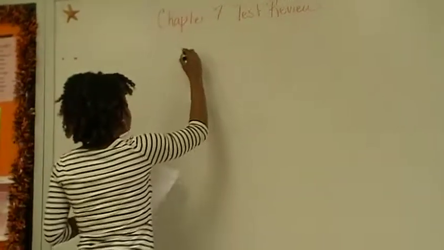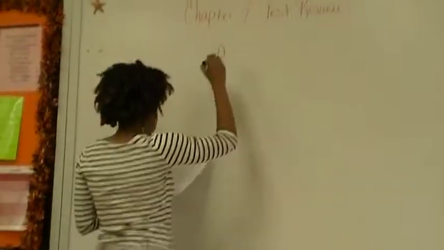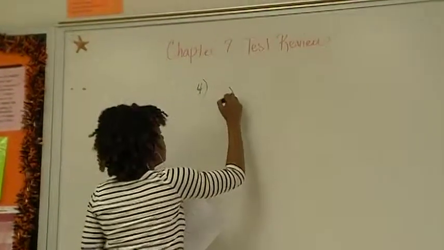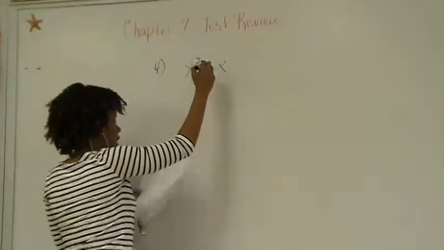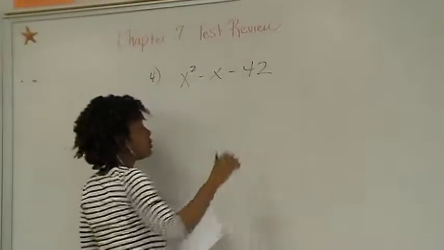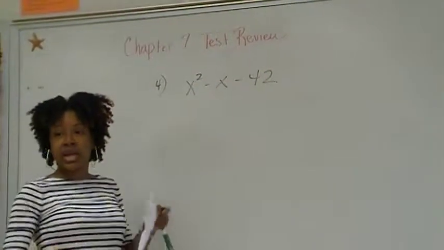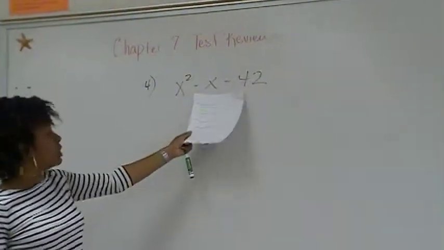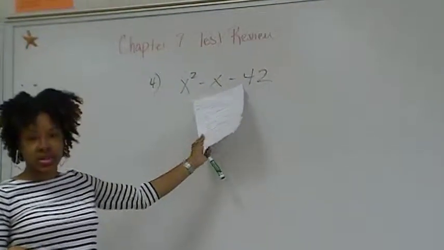All right, so this next problem had to do with factoring. They wanted you to factor. The last problems that we just worked on, we were multiplying. Now they want you to go backwards and tell them what two polynomials were multiplied together to get this.